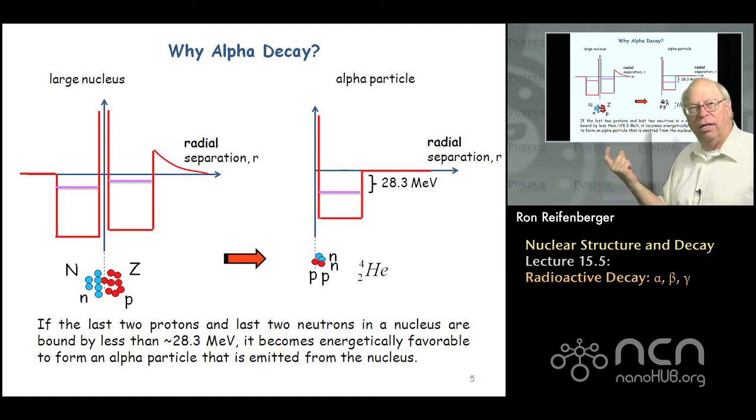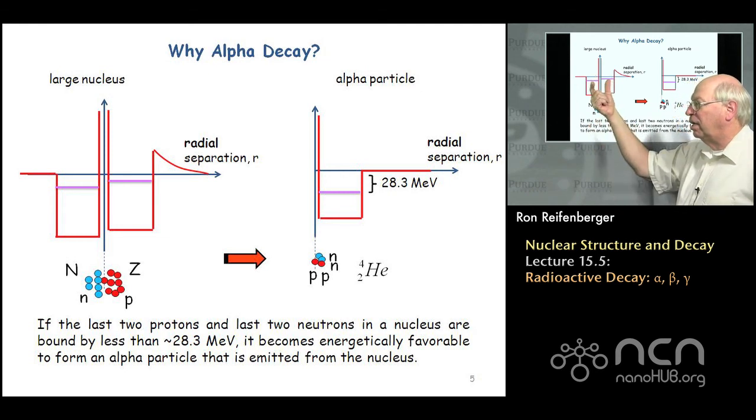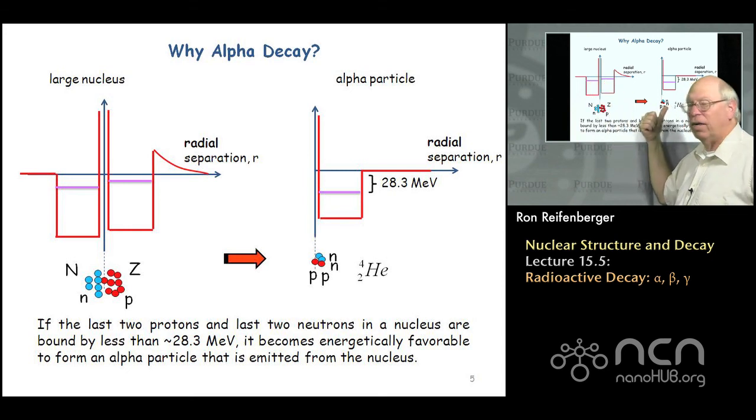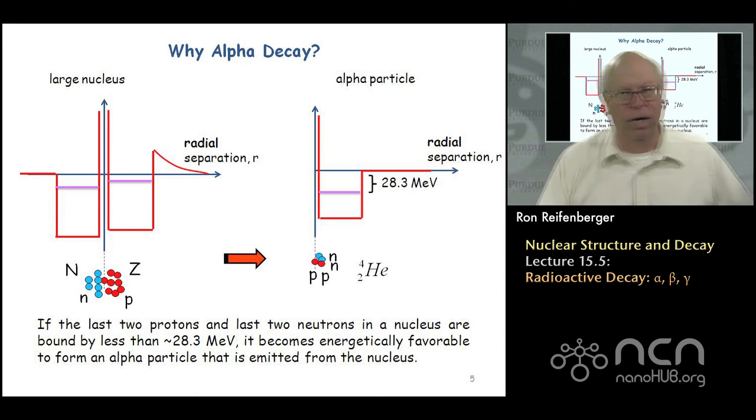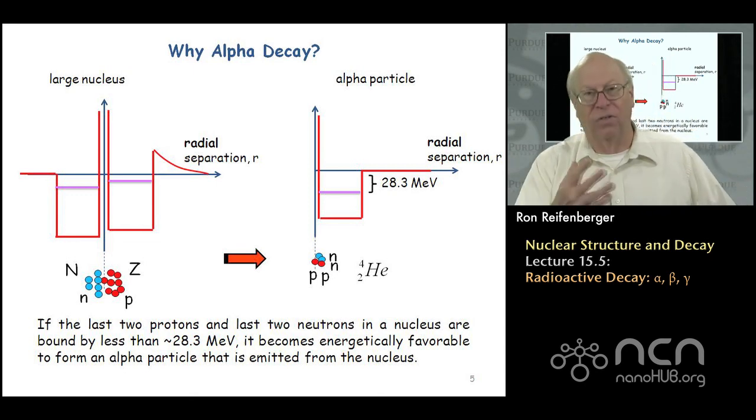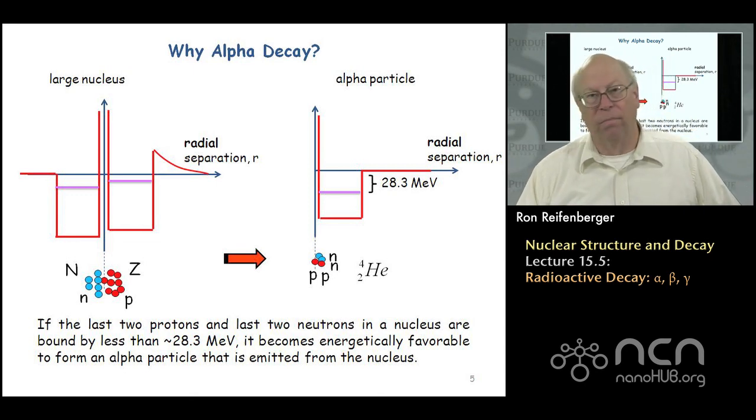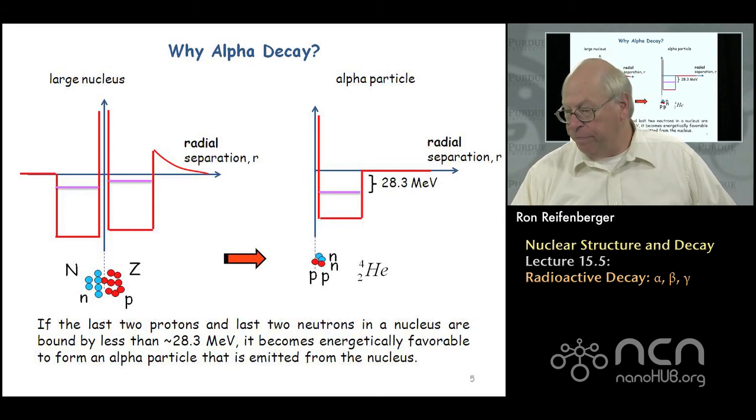The reason nuclei decay by alpha particle emission is because the highest energy filled states in these nuclear wells have a weak binding energy, and it just becomes energetically more favorable for them to emit an alpha particle, which we just calculated has a binding energy of about 28.3 million electron volts. So that's the simple answer for why many nuclei decay by emitting alpha particles.